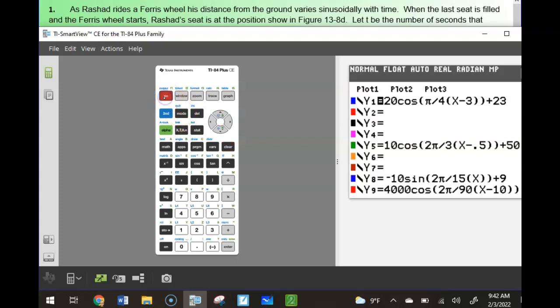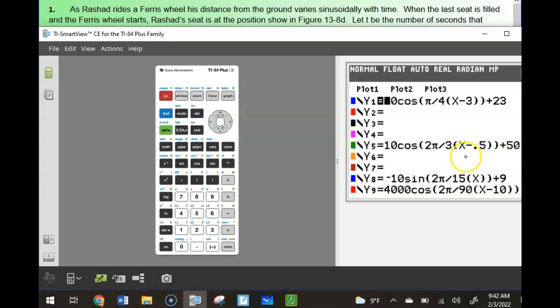Then you're going to go to y equals, and you're going to put in this equation: 20, hit cosine, it'll bring up a parenthesis, then you type pi divided by 4, another parenthesis, x minus 3, close both of those parentheses, and on the back you want your plus 23.